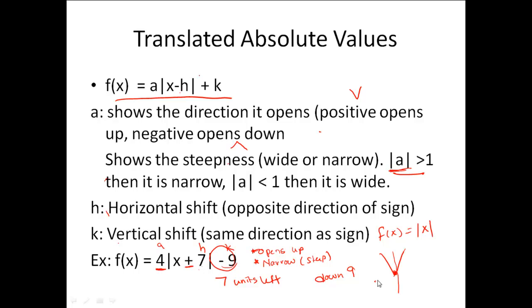Now normally my vertex is at 0, 0. Well, if I were to apply just the two shifts, I would go 7 units to the left, and then I would go 9 units down, and that would end up being where my vertex would be. And then I would use the 4 from there. So these shifts can actually tell us the location of our vertex, because if I did this shift, instead of my vertex being at 0, 0, now my vertex is at negative 7, comma, negative 9.